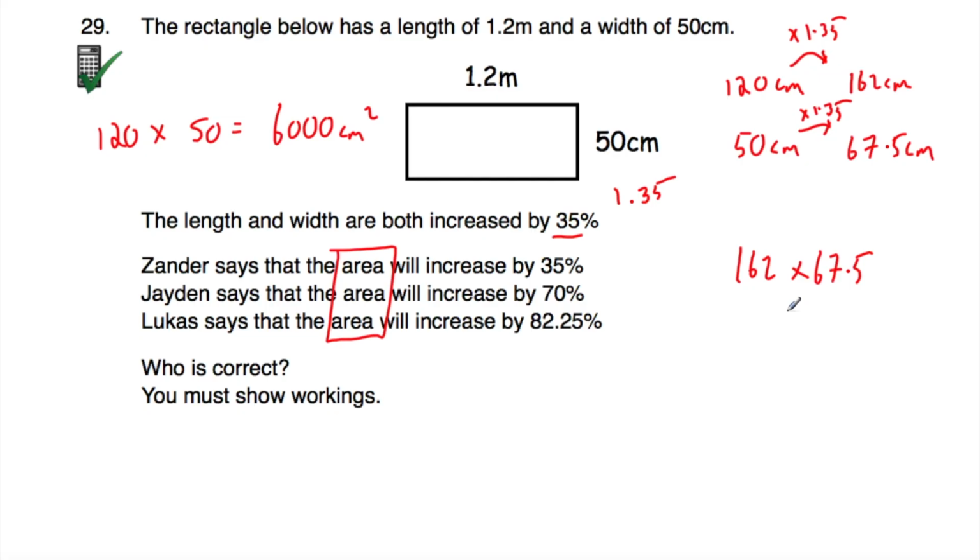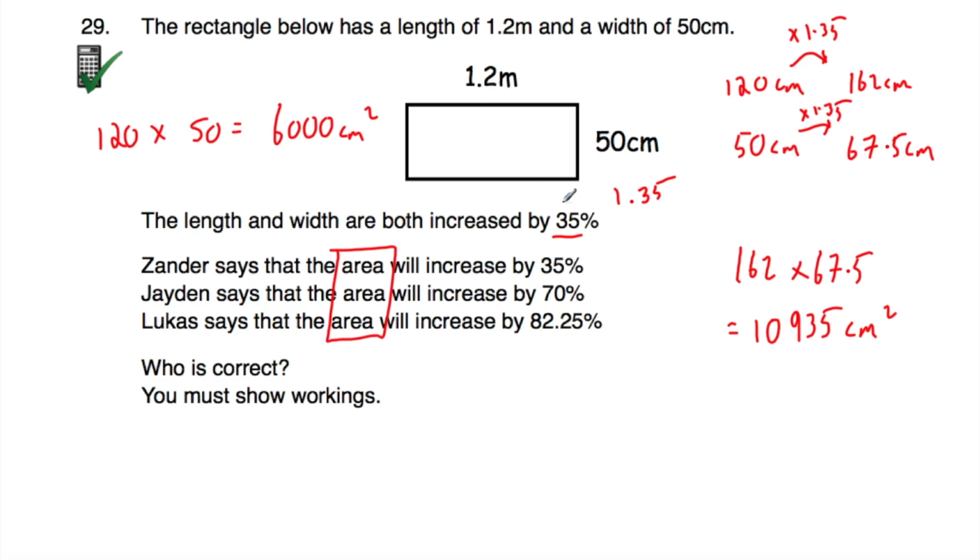So 162 multiplied by 67.5 is equal to 10,935 centimeters squared. So when the length and the width of the rectangle are increased by 35%, the area will increase from 6,000 centimeters squared to 10,935 centimeters squared. Now we want to find what the area increases by.